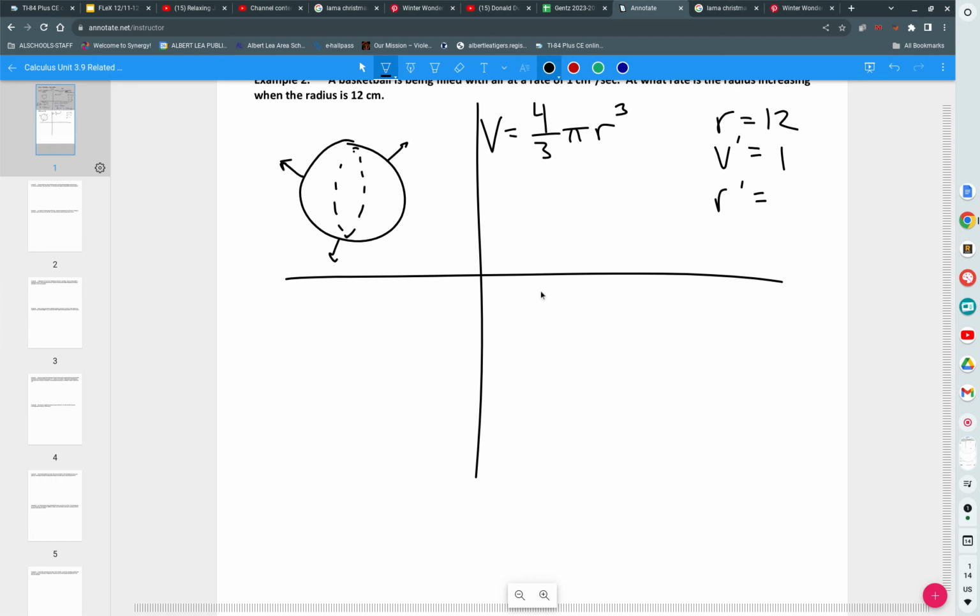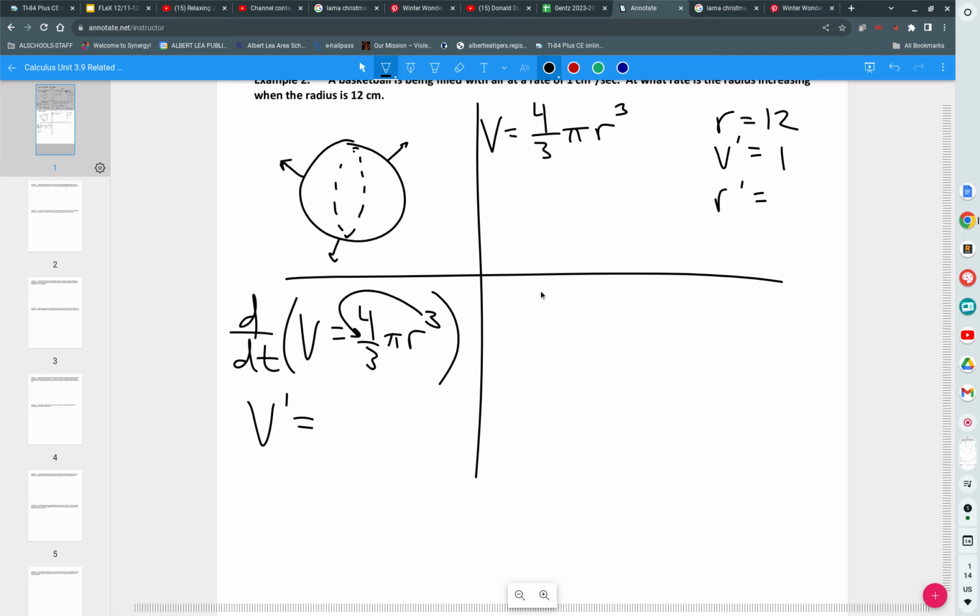So, all right. We take the derivative in this box. The derivative with respect to time of volume equals 4/3 pi r cubed. And the derivative of volume is V prime. When I find this derivative, I drop the 3 in front. What are you going to get? 4 pi r squared r prime.